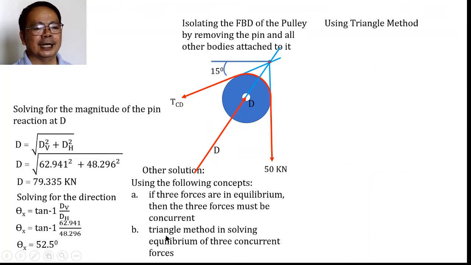Kaya kapag in-apply natin yung triangle method, paano ba yung triangle method? Kailangan out of these forces that are concurrent, we shall be able to form a triangle whose sides will represent the magnitude of these concurrent forces. Mag-start tayo with this 50. Kunwari, drawing natin yung 50 dito. Ano? Yun. Paano bang pag-drawing ng force triangle? Kinakailangan yung second force na mapili natin, either this one or this one, will be drawn starting at the tip of the first drawn force.